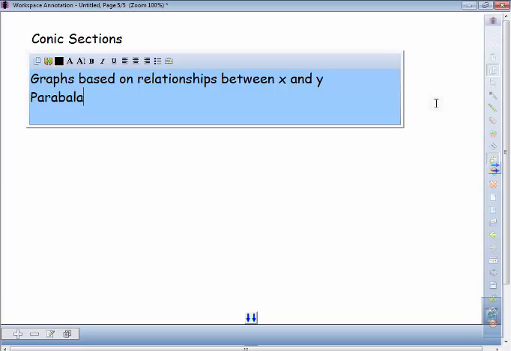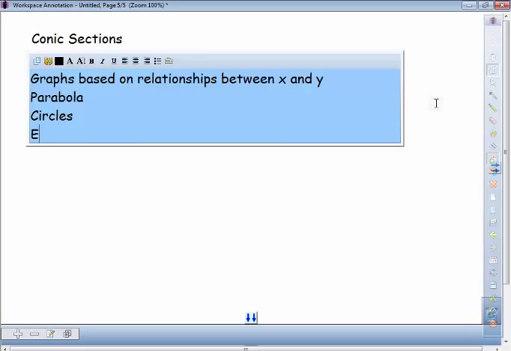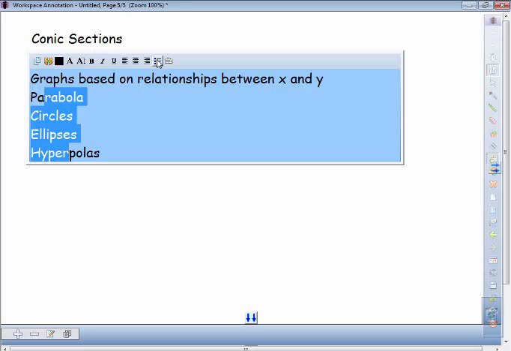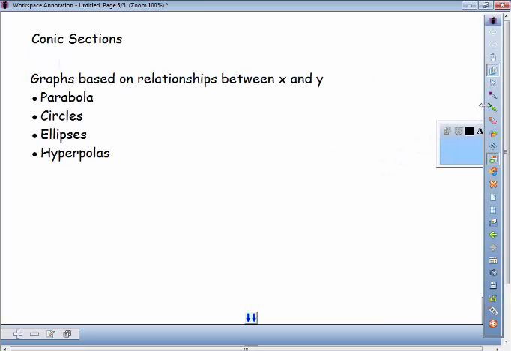So we have a handful of types of graphs that we're going to consider. Parabola, circles, ellipses, and hyperbolas. And a couple of other types here that I'm not going to write down is a point and a line. Technically, that falls under the category of conic sections as well, but we know how to deal with points and lines already.